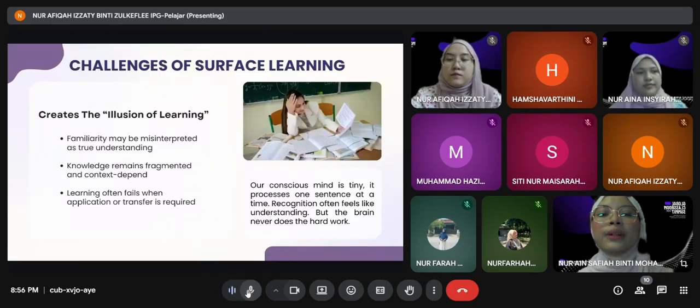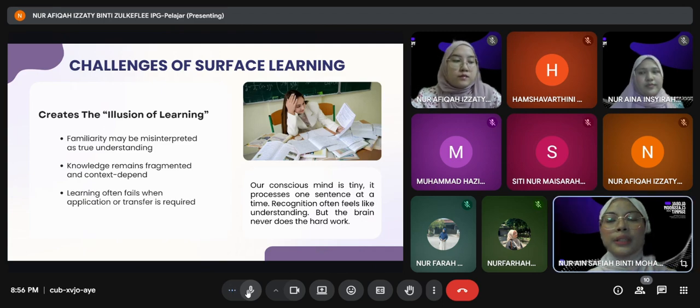So I agree with Aina because as a student, we often just study to pass an exam, especially when we have multiple tests in a week. So we just memorize everything just to pass an exam.